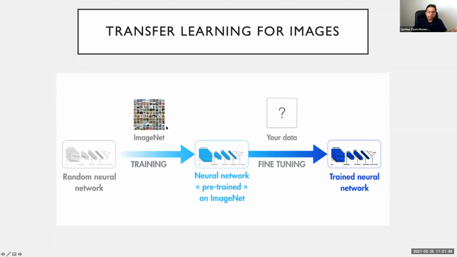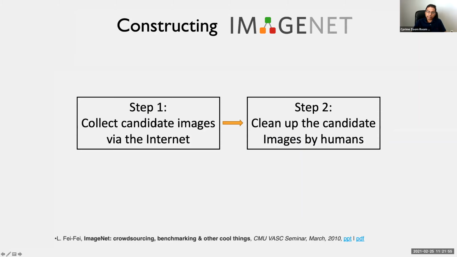And because this one is the basis for a lot of networks, let's look at how Imagenet was constructed. Imagenet was constructed in two steps, right? Collecting the candidate images via the internet, the Flickr images, and then a bunch of other image sources that they took. They took those images and then cleaned up the candidate images by humans, and then annotated those images by humans. So I mentioned 22 million images. So how did they do annotation for 22 million images?